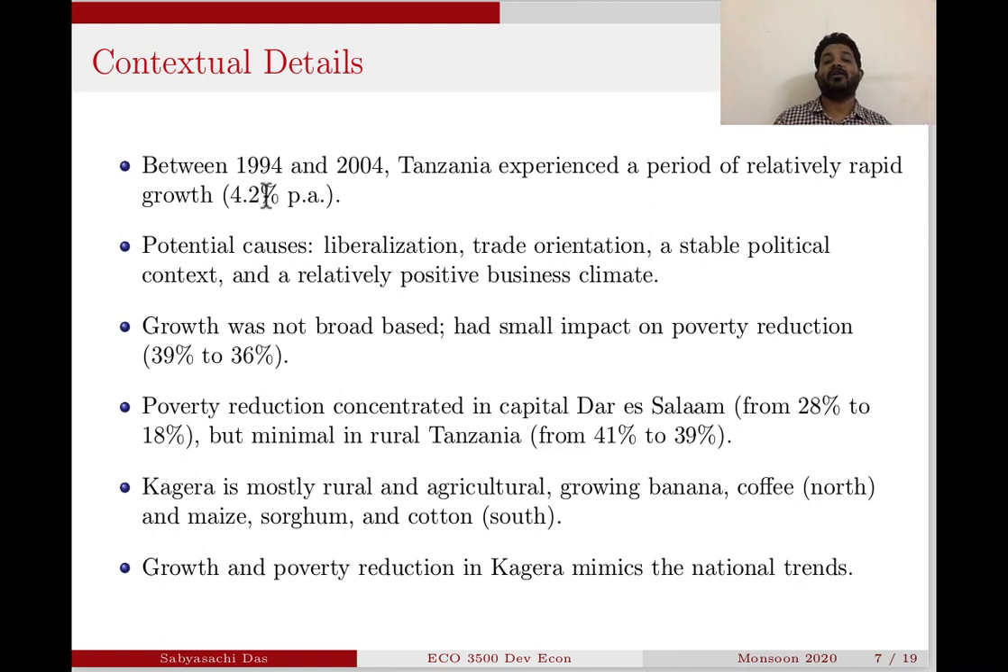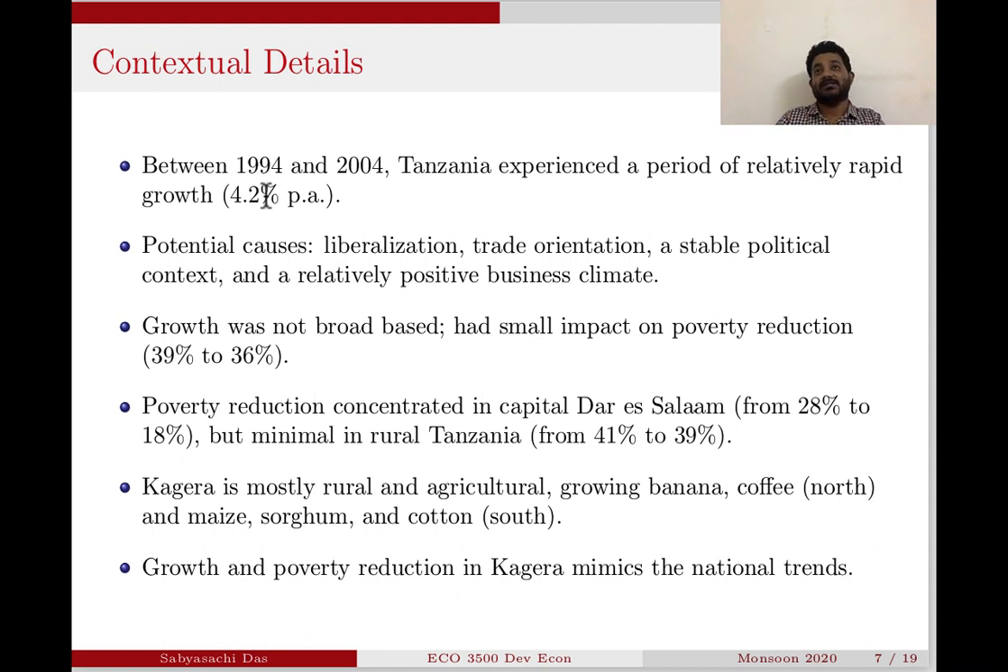And most of the poverty reduction was concentrated in the capital city or in the urban areas, basically Dar es Salaam, where poverty fell from 28 to 18%. So that's a large fall. But in rural Tanzania, there was hardly any change. Right? So rural Tanzania didn't benefit a lot from this growth. So growth was primarily urban, potentially manufacturing or industrial sector growth.